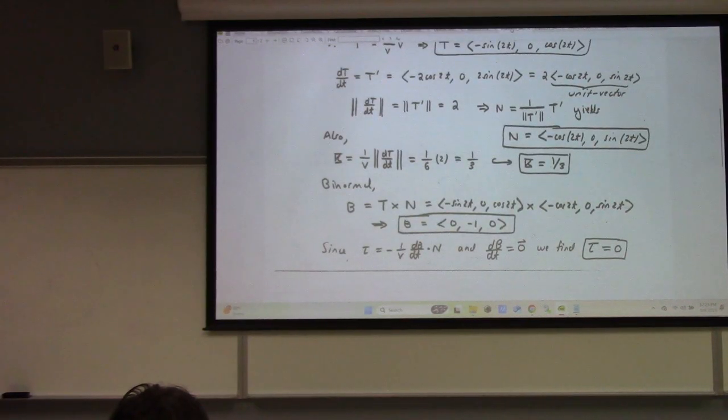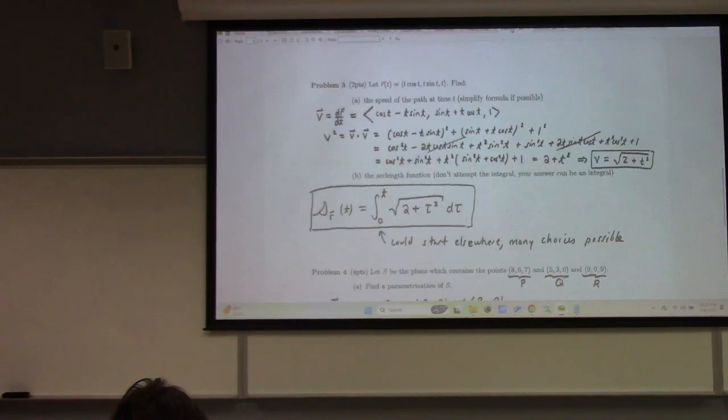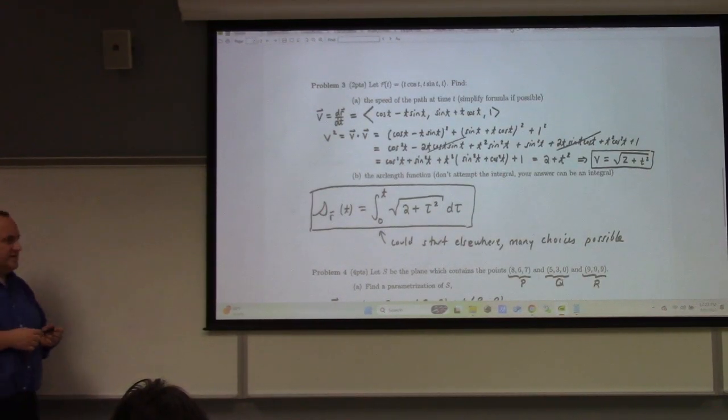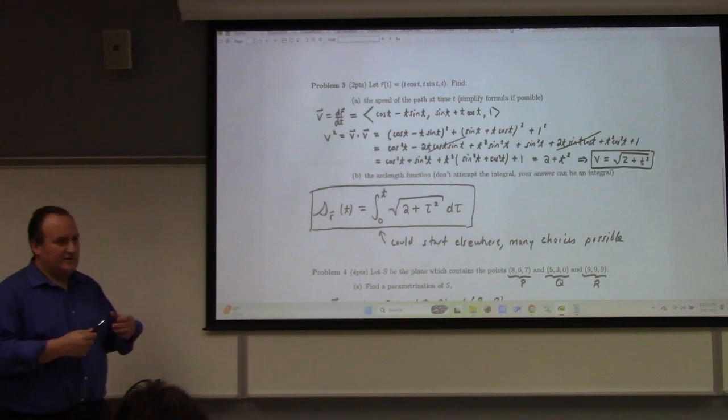The torsion is 0. So I can get that from direct computation here, right? But also, if I remember the theorem that if a curve is planar, the torsion is 0, then I could see it that way as well. So you might ask the question, when am I allowed to use the theorem that if it's a planar curve, the torsion is 0? Well, you're always allowed to use that theorem.